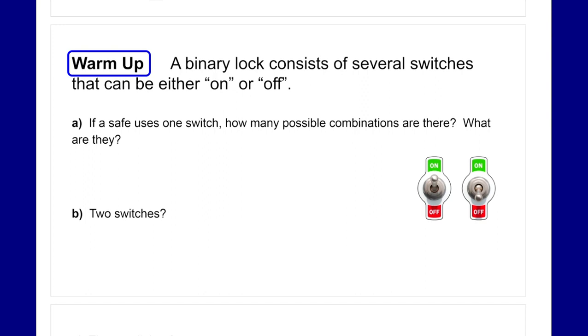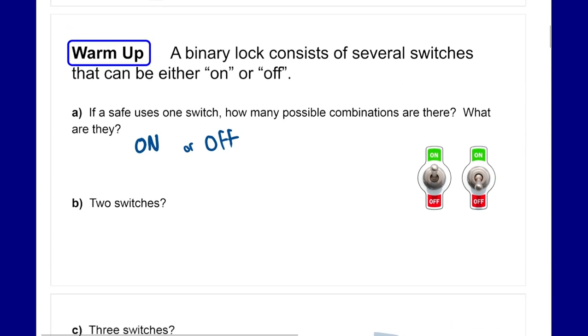So for example, work through the first one. If there's one switch, for example, just this switch here, what possible combinations are there? Well, it's either on or off. So there are two possible options. Now, what if there are two switches?